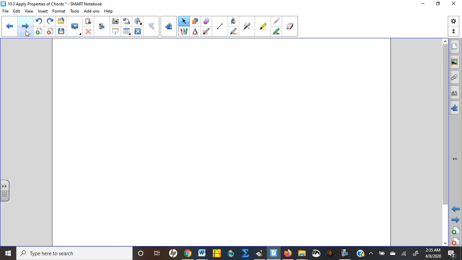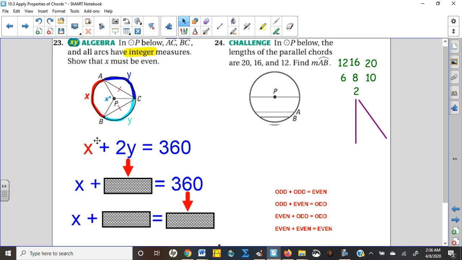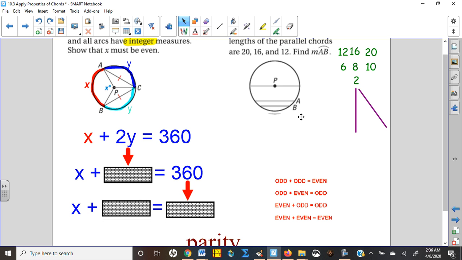I think the next one you did was 23. 23 was interesting. This one was actually not just a geometric argument, it was a number theory argument. So let's take a look at it. We know that x plus y plus y. I just made up x and y. I guess you could have said AB plus AC plus BC, but I called AB x, and I called AC and BC both y because remember, congruent chords intersect congruent arcs, okay? So x plus 2y is 360 because those three chords make up the entire circle.